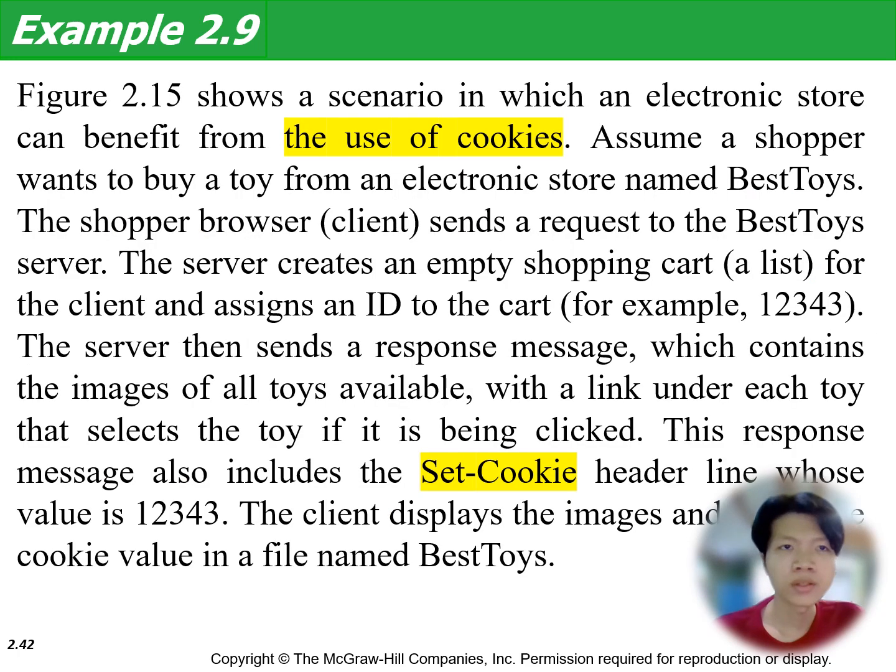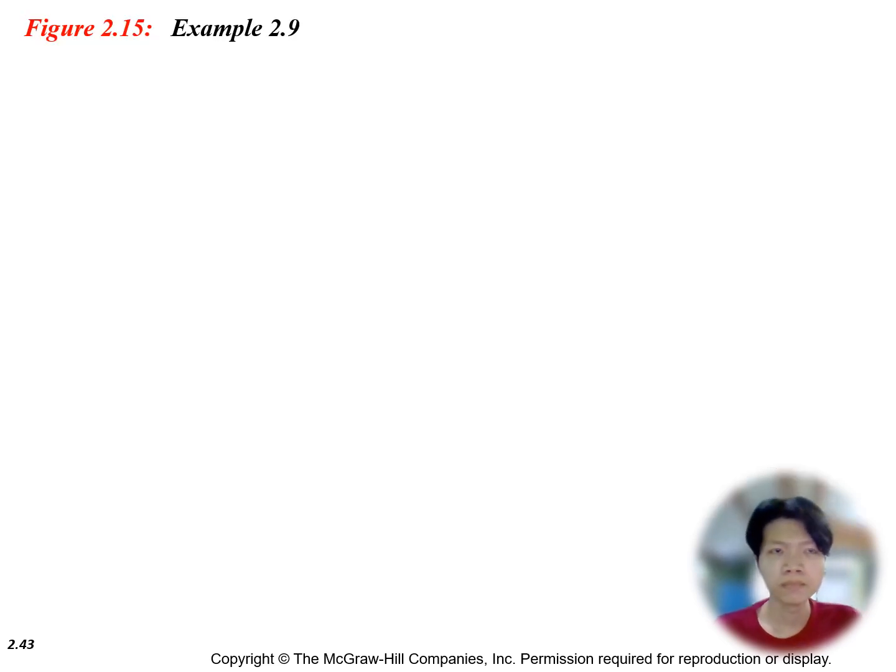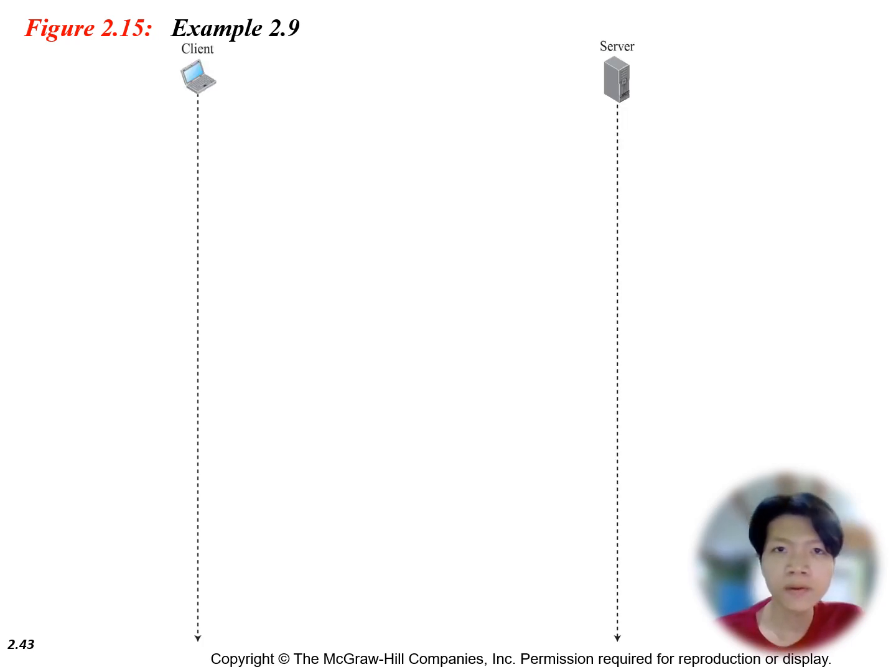Next example. Figure 2.15 shows a scenario in which an electronic store can benefit from the use of cookies. It includes the Set-Cookie header line whose value is 12343. The client displays the image and stores the cookie value in a file named BigToys. This is the figures of Example 2.9.